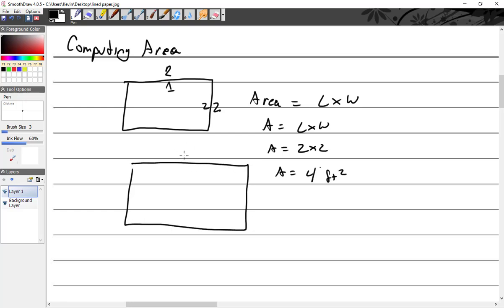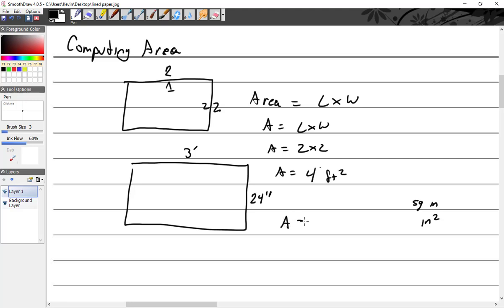I would say, this side here is 3 feet, and this side here is 24 inches. And I would say, how many square inches are there? How many square meters? How many inches square?